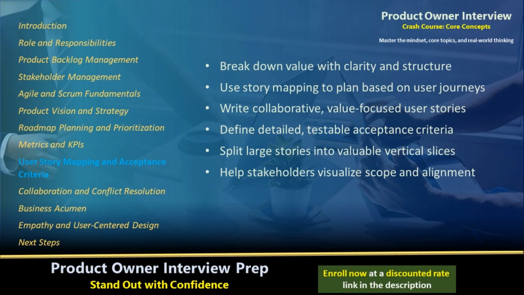Then dive into writing user stories. Talk about using the classic format: as a user, I want a goal, so that a benefit. But don't stop there. Great stories include context, value, and collaboration. You can describe how you write the first draft, then refine it with developers and QA during backlog grooming or planning. Acceptance criteria are where many candidates fall short.